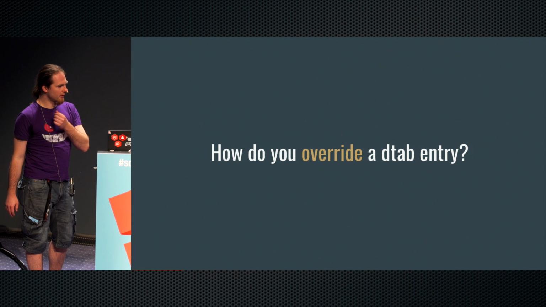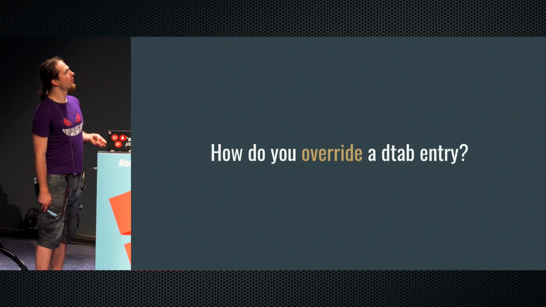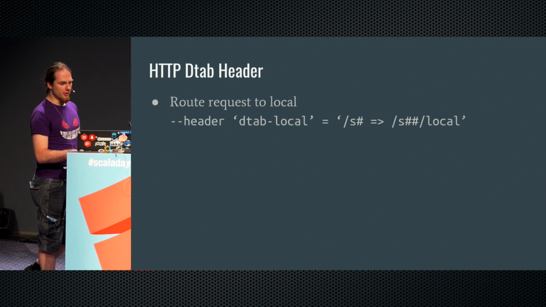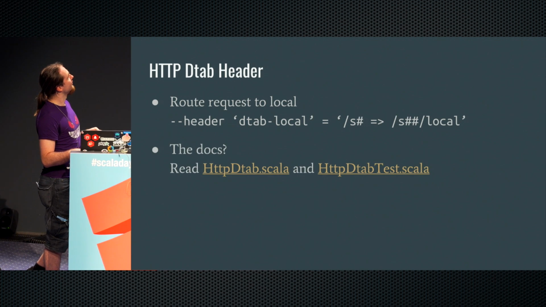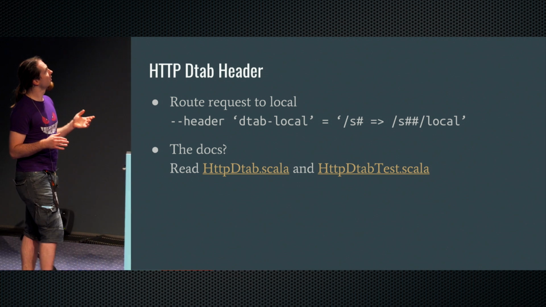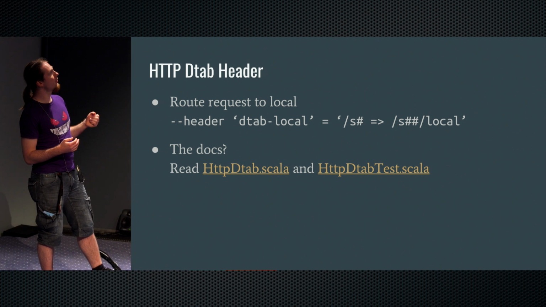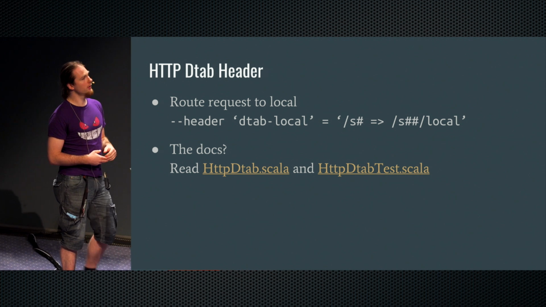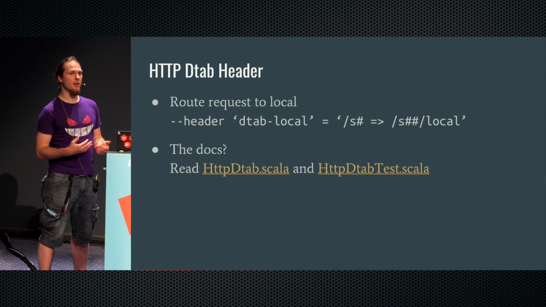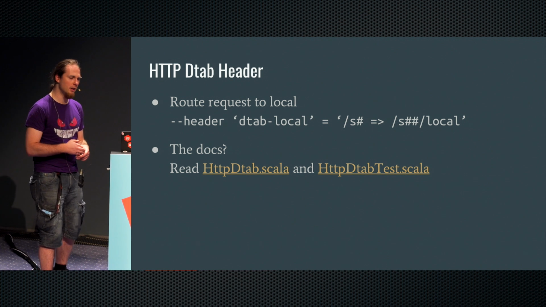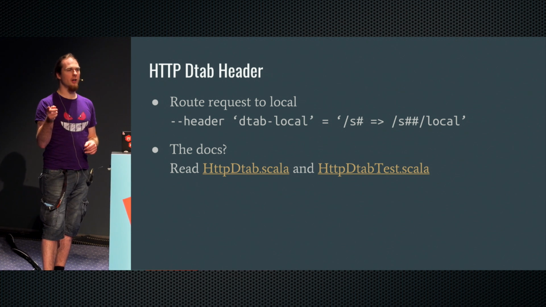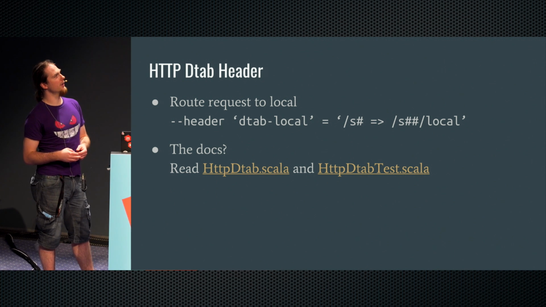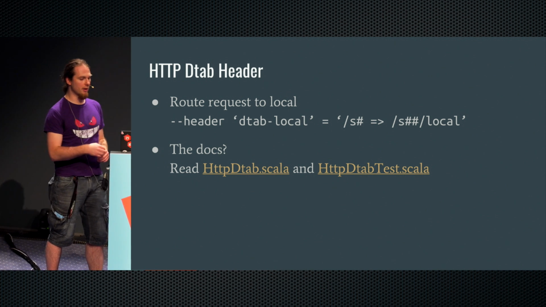So how to override a Dtab in practice? The most common way is probably using HTTP, and I found this just by reading the tests. You can give a special header which is called dtab-local, and you can specify a dtab if you like. So for API, in the example, there's a Finagle app as well, where you can switch the headers and route your requests depending on what button you clicked to different systems by just applying this header.